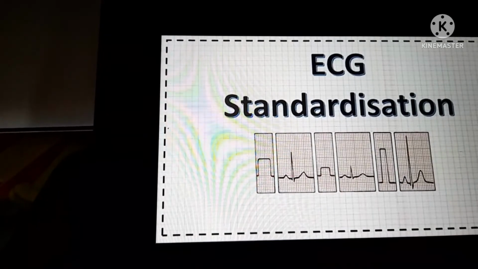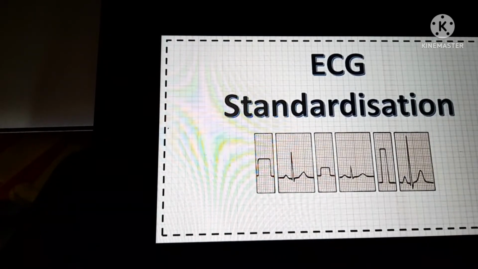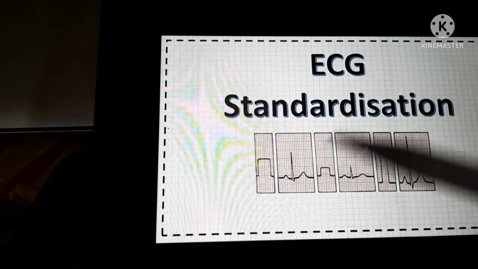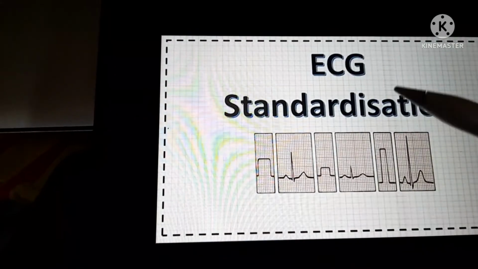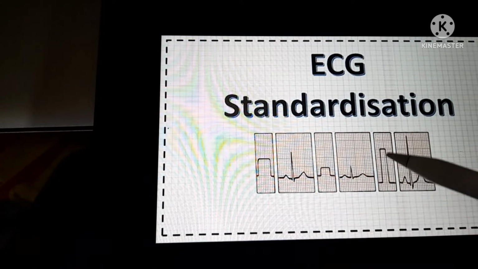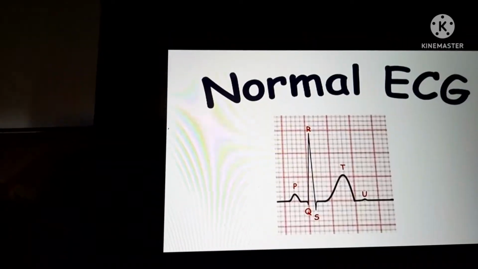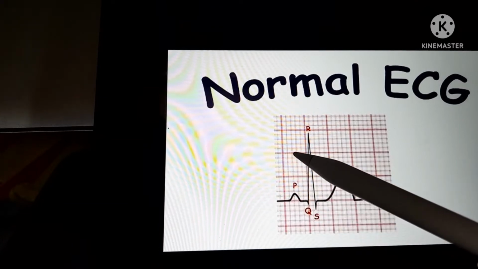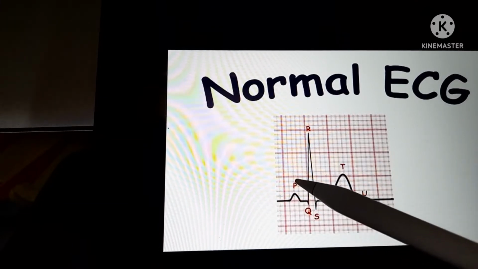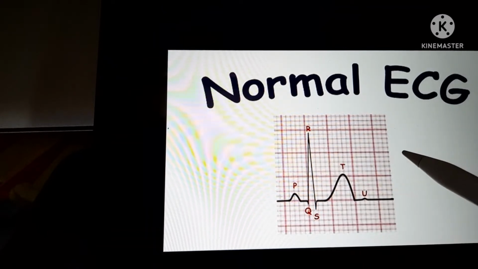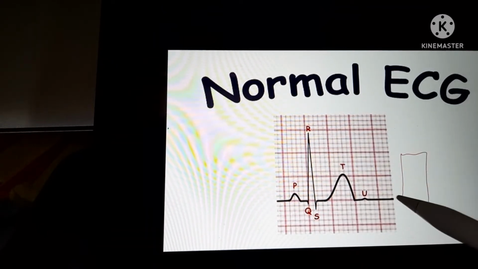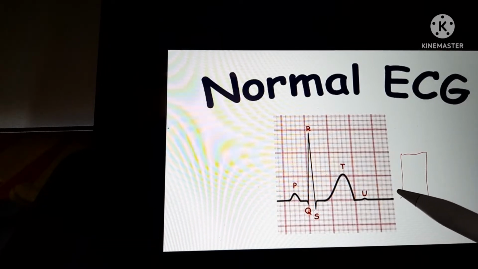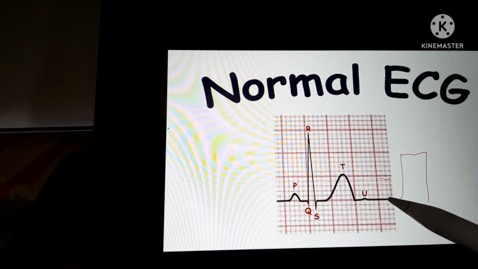Coming to the standardization of ECG, we have seen in many ECG papers on the left or right side a small pattern like this. This shows whether the ECG is properly standardized or not. A normal standardization is usually two large boxes. On the left or the right of the ECG, we have to see whether the standardization is in this form. That means it should be at least two large boxes. These are the large boxes.